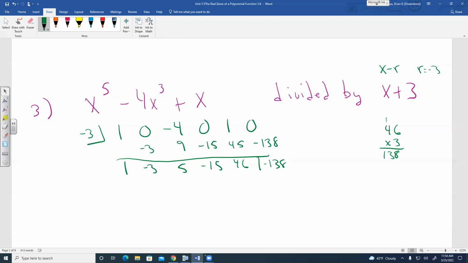So notice how it started out as x to the 5. So when I write this down, I start out with x to the 4th. So 1x to the 4th or x to the 4th minus 3x cubed plus 5x squared, I should say, minus 15x plus 46. So it has a remainder of negative 138, or I could say minus 138 over x plus 3 would be my quotient. So it just depends on how they want that written. Sometimes they'll just leave it as a remainder of negative 138. Okay.